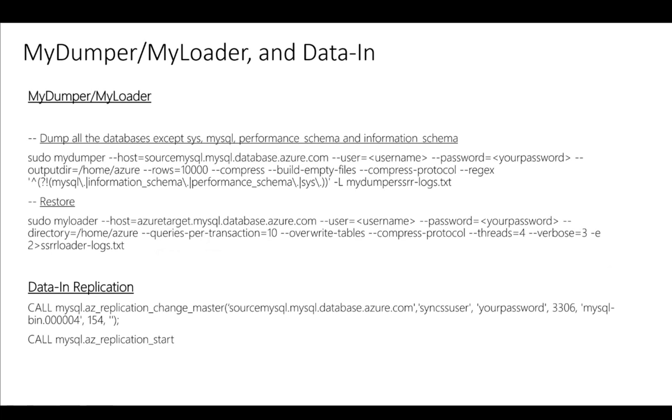So here we have an example of the commands you can use for mydumper. In this case, you specify the host name or the source server. You specify the username, password, and the directory where the dump would be stored.